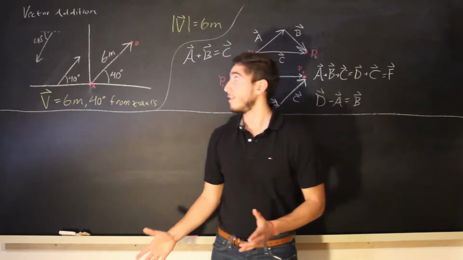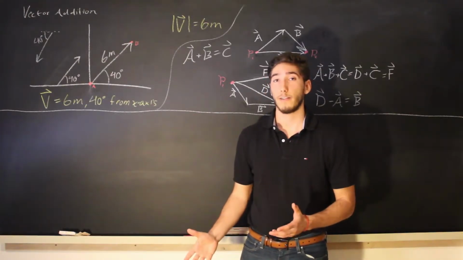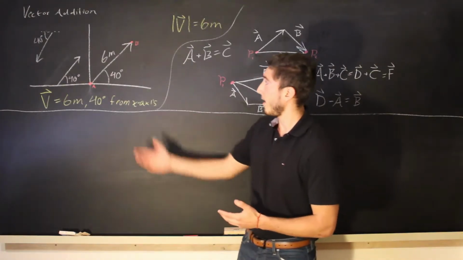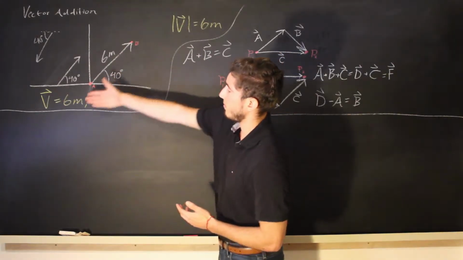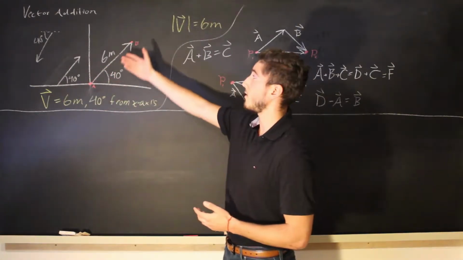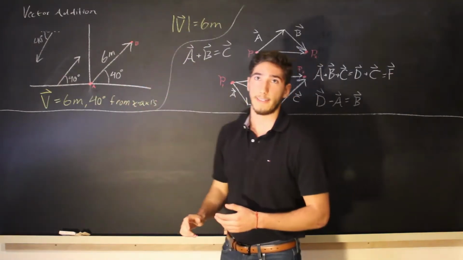First things first, we need to know what is a vector. Well, a vector is both a magnitude and a direction. And I have an example of a vector here. This vector v that I've named happens to be 6 meters long, and it's in the direction of 40 degrees from the x-axis.